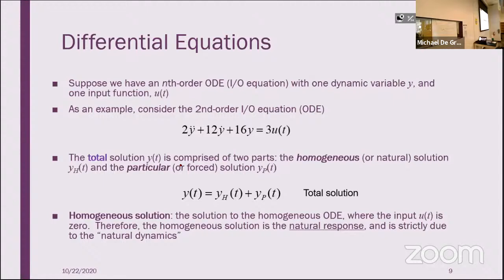A second order equation that looks like this. We've got 2y double dot plus 12y dot plus 16y is equal to 3u of t.